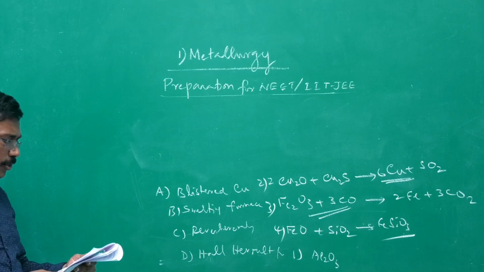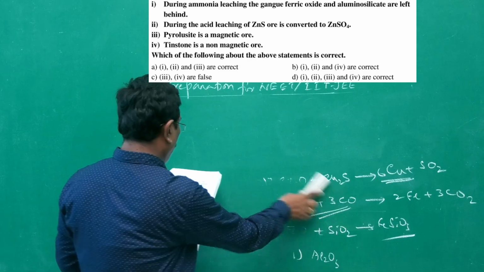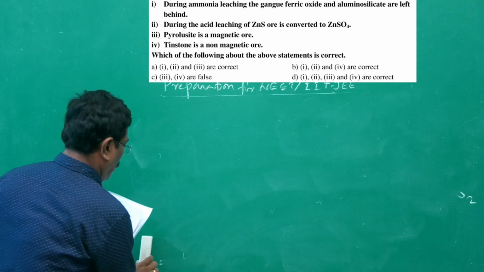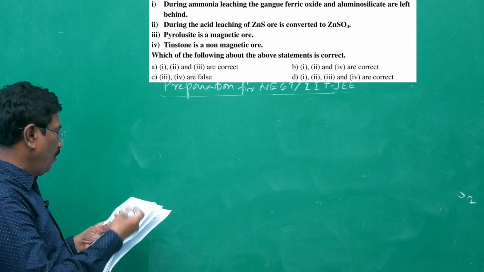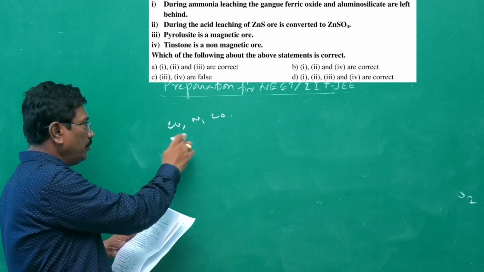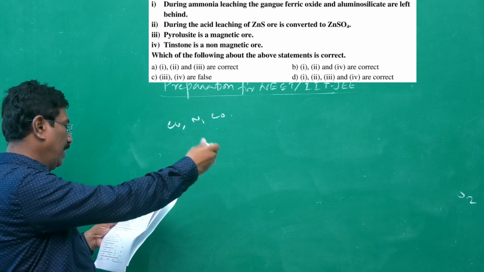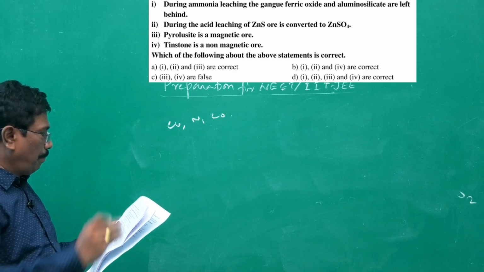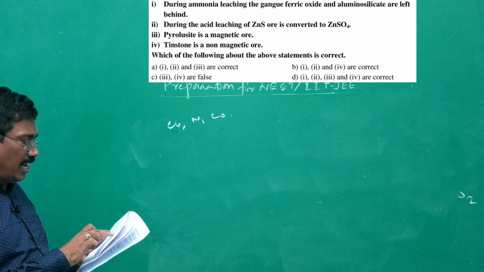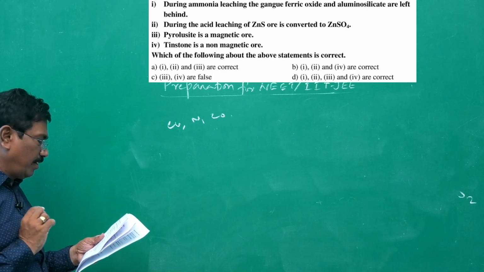And then during ammonia leaching, the gangue ferric oxide and aluminosilicate are left behind. During ammonia leaching, what is happening? Ammonia is mainly for copper, nickel and cobalt. Copper forms tetraammine copper ion, nickel forms hexaammine nickel ion, cobalt forms pentaammine and aqua complexes. All those things will be happening during ammonia leaching. The gangue ferric oxide and aluminosilicate are left behind. Of course, it is correct.